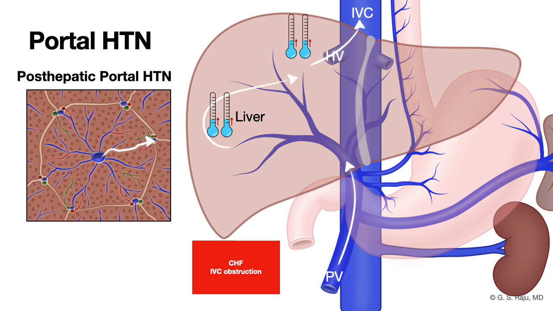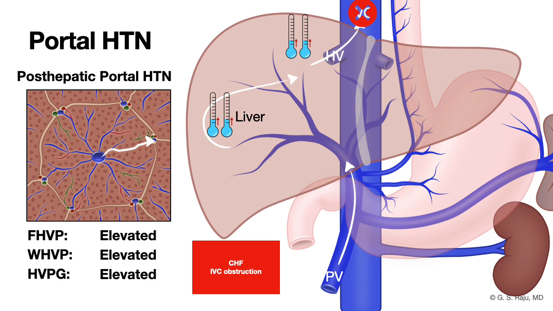Post-hepatic portal hypertension. Classic example is related to the heart or IVC: heart failure, constrictive pericarditis, or IVC obstruction. In these cases, when you measure the pressures, the free hepatic vein pressure will be elevated because the right atrial pressure will be high, IVC pressure will be high, hepatic vein free pressure will be high. And that pressure is also transmitted down into the central veins and sinusoids. So when you wedge it, they also have wedge hepatic vein pressure elevated, and the gradient is elevated.